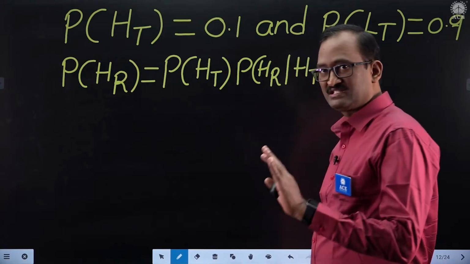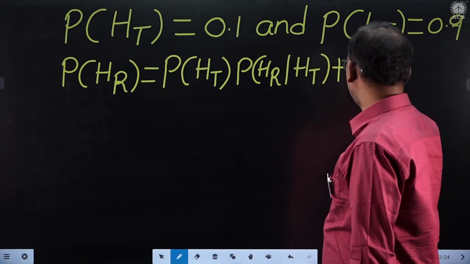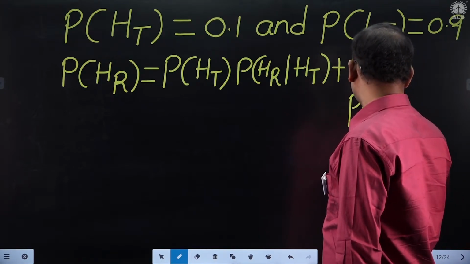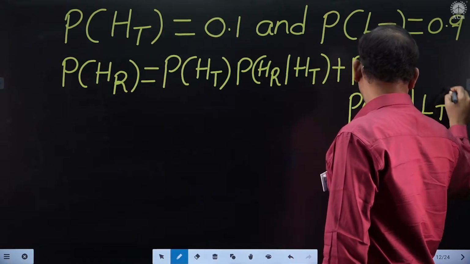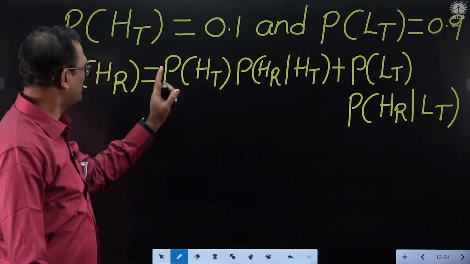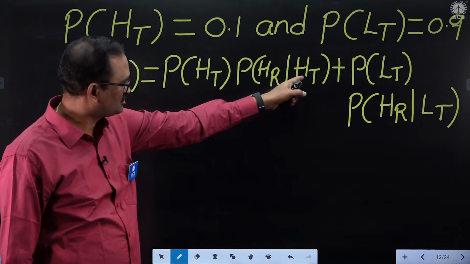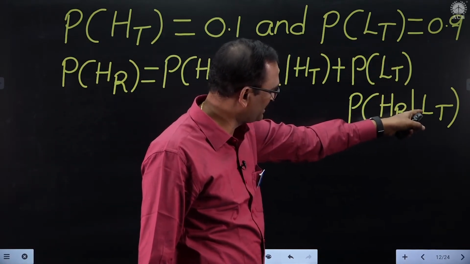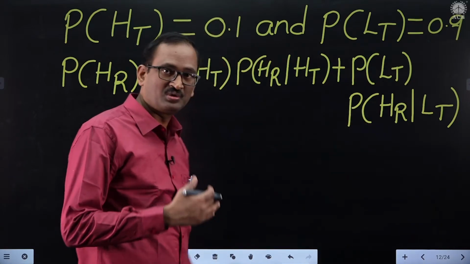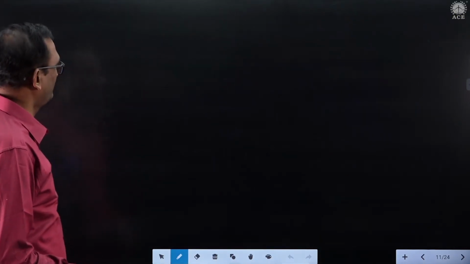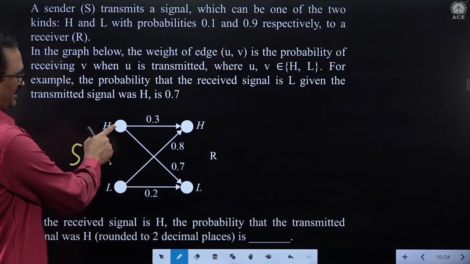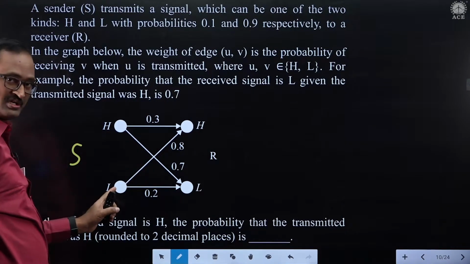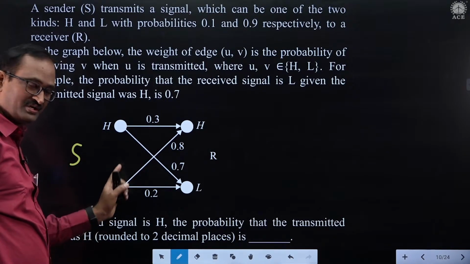One possibility. Second possibility, probability of L signal is transmitted, and then after transmitting L signal, remember, first signal H is transmitted. After H is transmitted, it should be received as H. First L is transmitted. After transmitting L signal, then it should be received as H. Look at the diagram also. Look, H is transmitted. After transmitting H, it should be received as H. L is transmitted. After transmitting L signal, then it should be received as H.